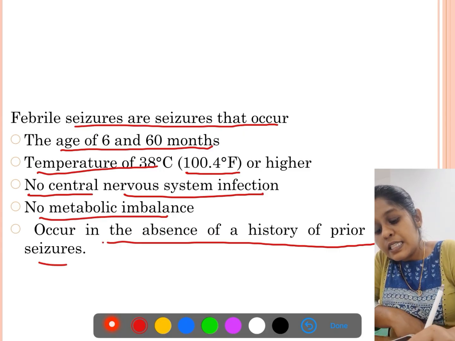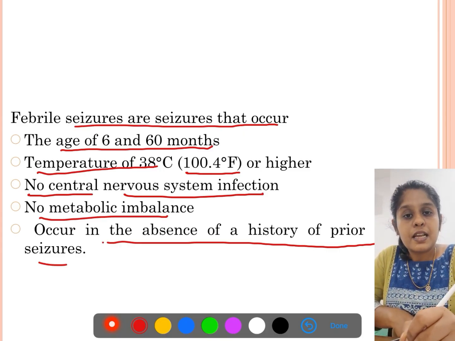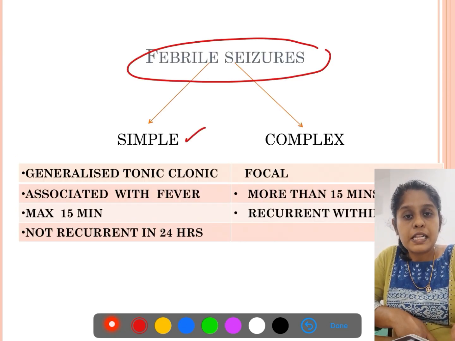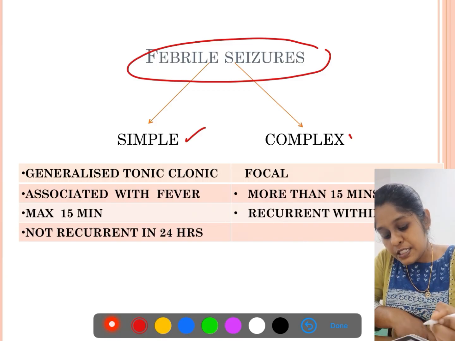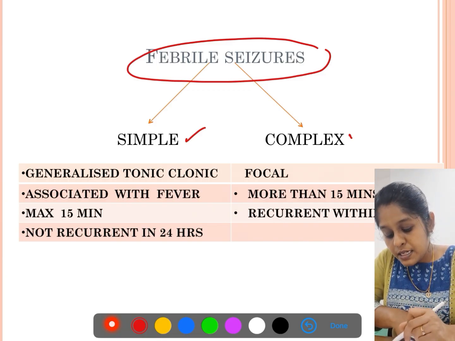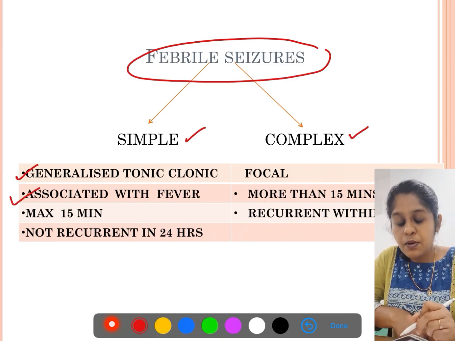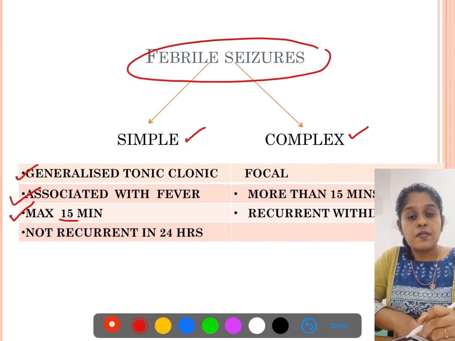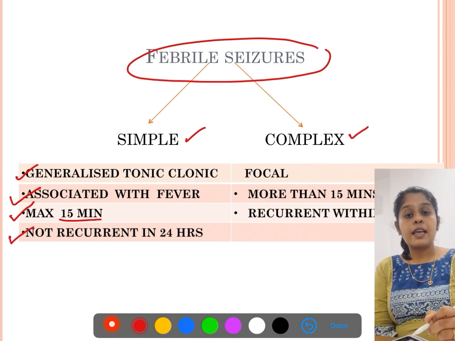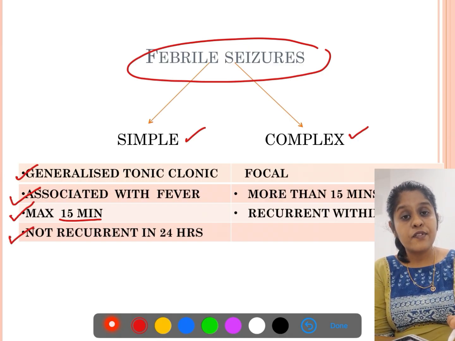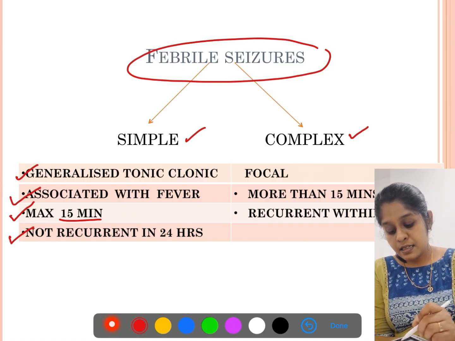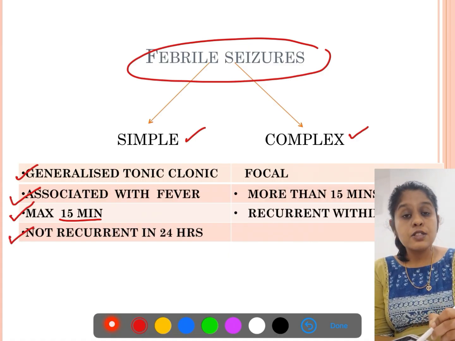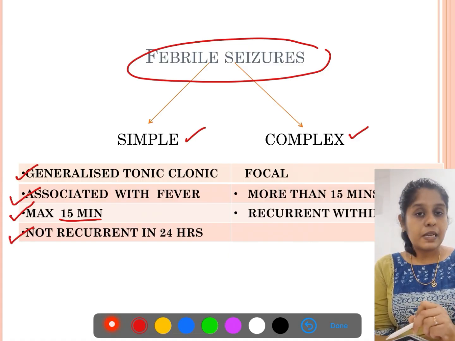Coming to the classification, febrile seizure can be classified into two: simple febrile seizure and complex febrile seizure. The simple febrile seizure is a GTCS associated with fever, lasting a maximum of 10 to 15 minutes, and not recurrent in 24 hours. So if a child has a first episode or any episode of seizure associated with fever that lasts not more than 15 minutes and is generalized tonic-clonic in nature, you call it a simple febrile seizure.